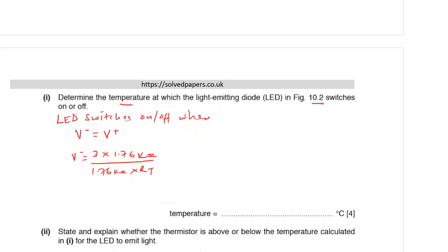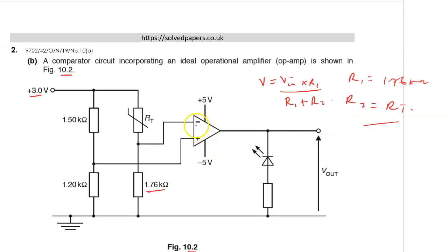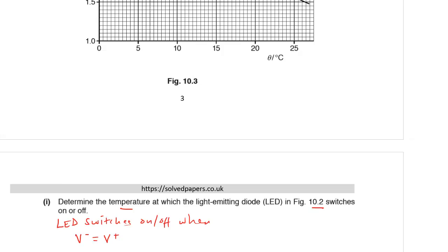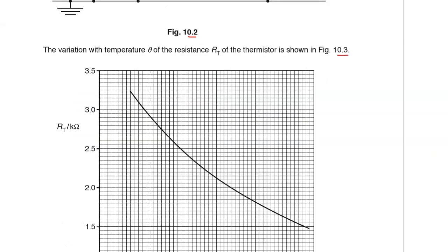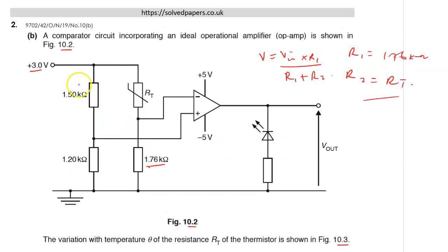So we want to find the voltage at the inverting input that is going in here. So what is the inverting voltage? Of course, when you do this, you can also find the non-inverting voltage, which is also going to be 3 times 1.2 over 1.2 plus 1.5. Of course, you're using the potential divider formula. So 1.5 is there, 1.2 is there.